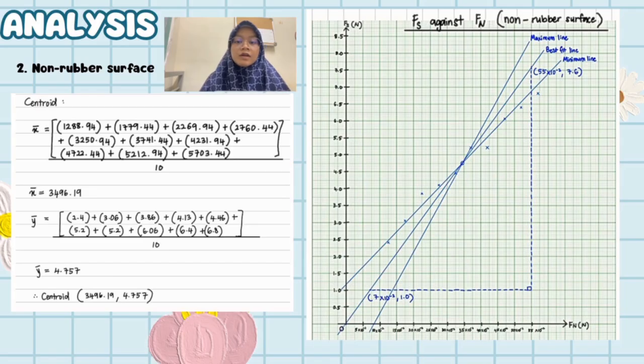Then after we plot the graph, we have to find the centroid point of the graph. Thus, the central point of the graph that we have calculated is 3496.19, and for the y-axis is 4.757. Then, after we find the central point of the graph, we can find the maximum line, the minimum line, and the best fit line.